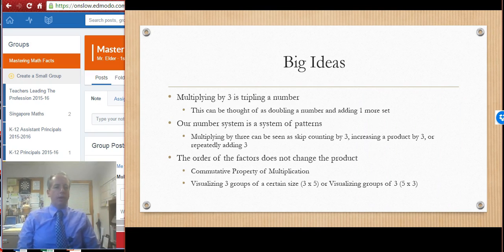So we mentioned that multiplying by 3 is tripling the number, and this can be thought of as doubling and then adding one more set. That is probably the primary big idea with our 3's facts. The other 2 big ideas are in all of our sessions, and that is that we have to understand that our number system is a system. Kids get to see that skip counting, now kids do a lot more skip counting by 2's and 5's and 10's than they do skip counting by 3's, but it's still the same pattern. So I can count 3, 6, 9, 12, and that's skipping by 3's.